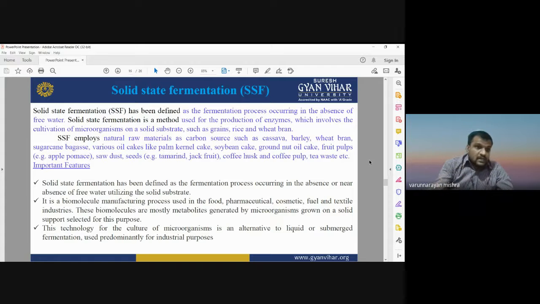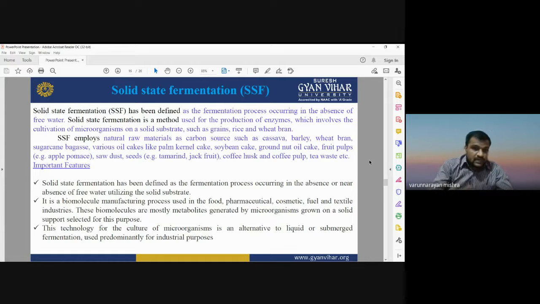It doesn't require any water, and this is the method used for the production of enzymes that involves the cultivation of microorganisms on a solid substrate such as grains, rice, and wheat bran. SSF employs natural raw materials as a carbon source, such as cassava, barley, wheat bran, sugar cane, various oil cakes like palm cake, soybean cake, groundnut oil cake, fruit pulps, and sawdust and seeds.